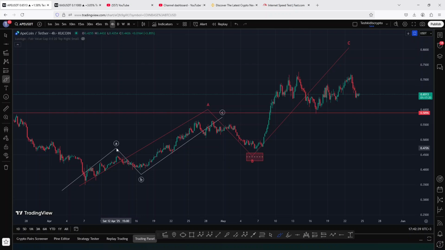Starting the video here on the 4-hour chart, where I have been observing an ABC corrective structure from the lows we made on the 7th of April, where you can see that we have this massive ABC corrective structure in red, where we first saw that impulsive bounce in the formation of that wave A, giving us a high above the 0.5636.